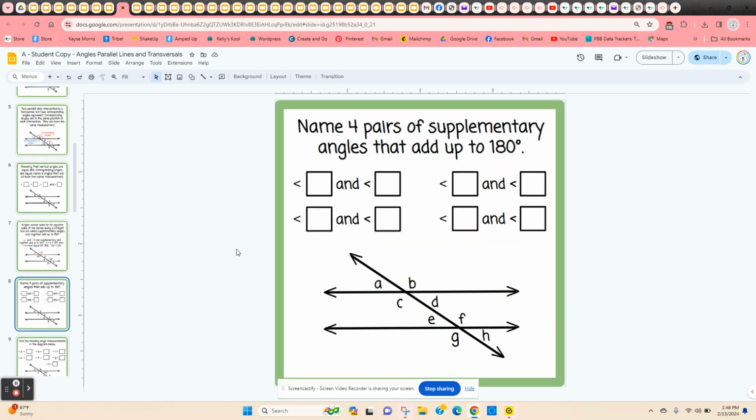On the next slide, students are going to name 4 pairs of supplementary angles. There are more than 4, so there might be different answers here from different students. Two angles that add up to 180 degrees. They don't have to be next to each other to be supplementary.